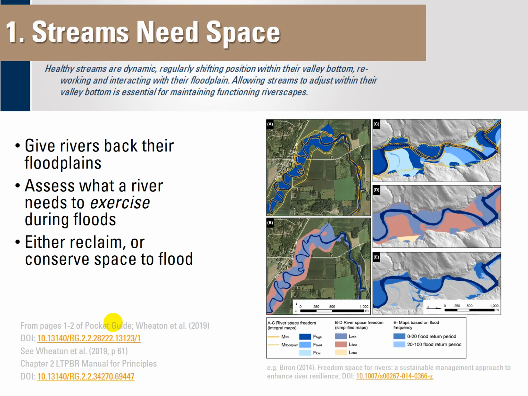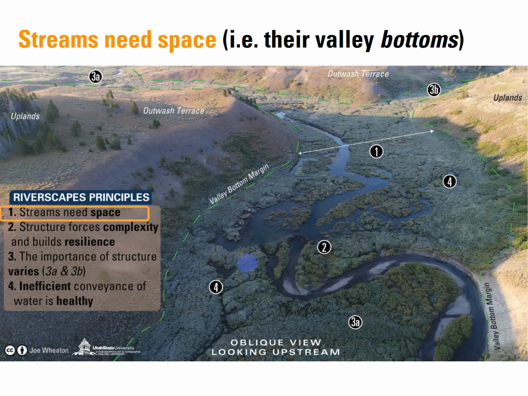Principle 1, streams need space. So healthy streams are dynamic, they regularly adjust in their valley bottoms, etc. So to give a river, sort of thinking of it as a living river, its space is really to give it room to adjust, to give it room to exercise during floods. And so we need to either reclaim or conserve that space to flood. And here's some examples of what Byron and others coined the term freedom space. And there's lots of different variations on this and lots of different ways to look at this. But it's really something that's pretty implicitly defined by streams need space.